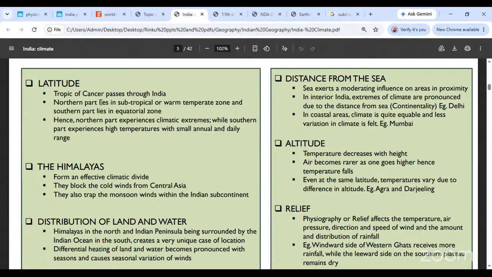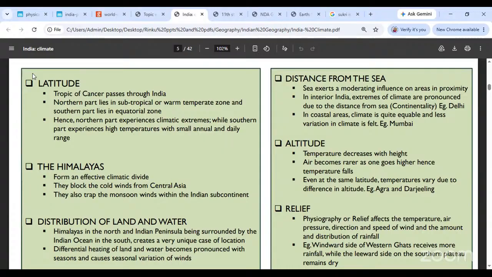Okay, here we are. So we are saying the northern part lies in the subtropical or warm temperate zone and the southern part lies in the equatorial zone. Okay, so clearly the part inside the Tropic of Cancer is in the equatorial zone, whereas the upper section which lies outside the Tropic of Cancer will lie in the subtropical or warm temperate zone. Okay, तो वो temperate में आता है लेकिन warm temperate है, it's not very cold.